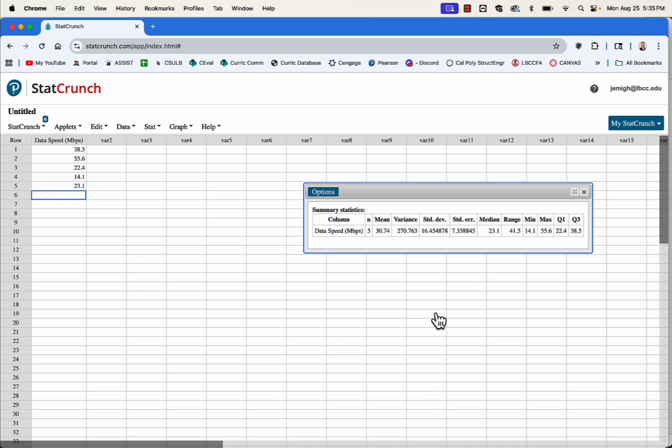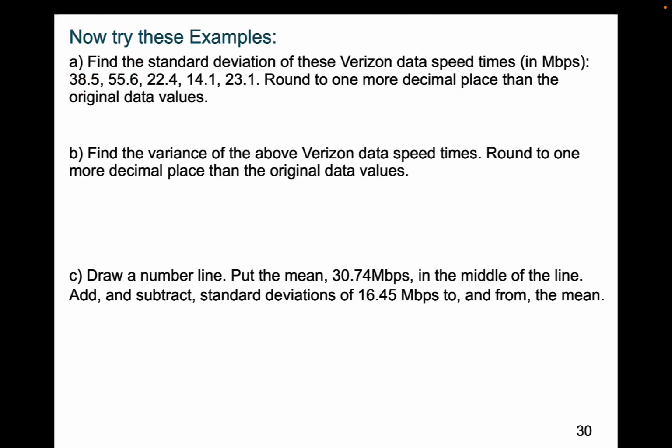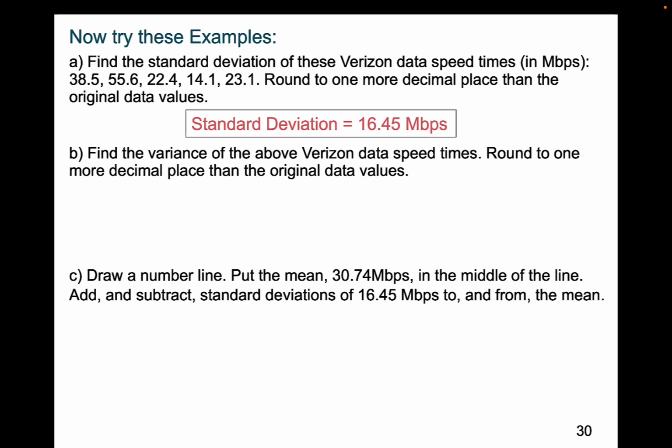So we have a standard deviation in megabits per second of 16.45 with 2 decimals of accuracy. Let's put that back into our notes. That would give us a standard deviation equal to 16.45 megabits per second. Part B wants the variance of the above Verizon data speed times to one more decimal place than the original data. So once again, to 2 decimal places.